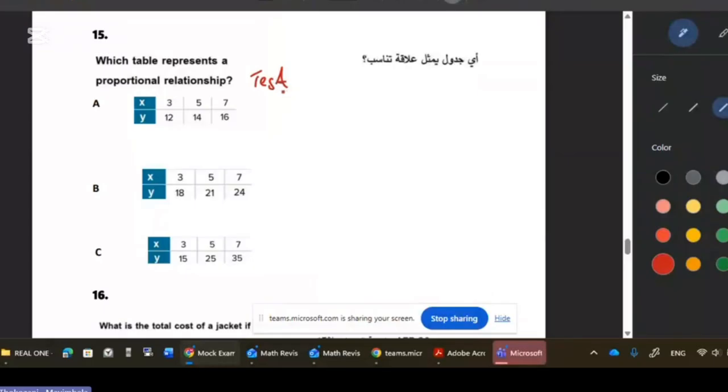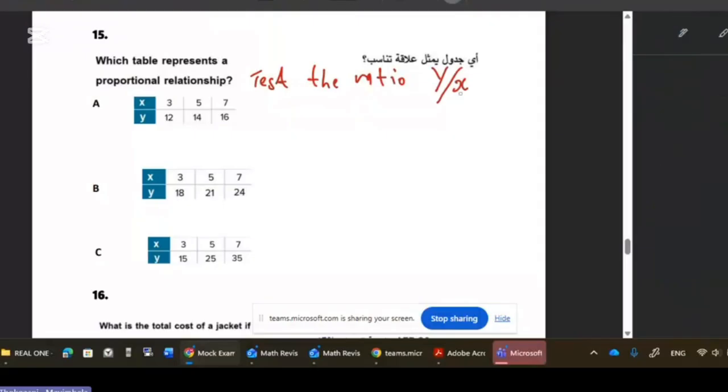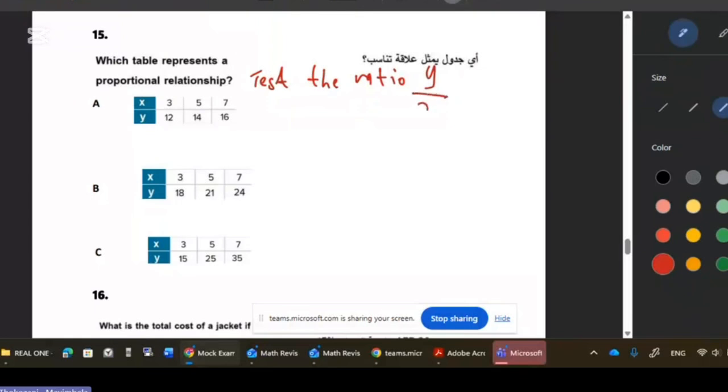When you do your test, you test the ratios. If your ratios are going to be equal or the same, how do you test the ratios? By saying y divided by x. Let me write my y over x nicely. All right, let's start with the first one, with A. What is our y here? Our y is 12 divided by 3. What is the answer?